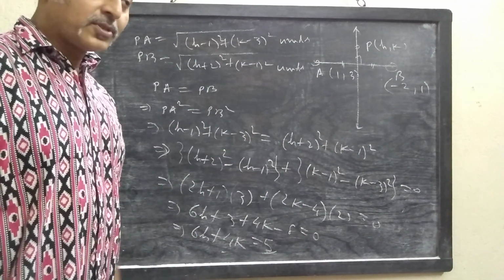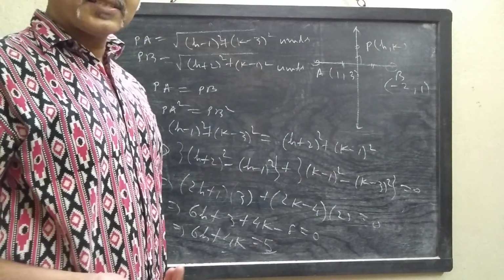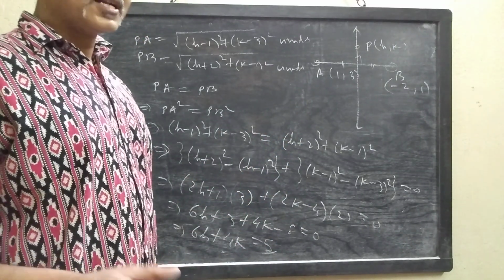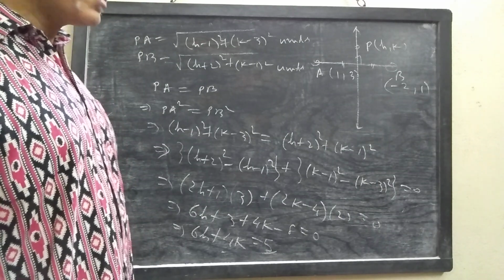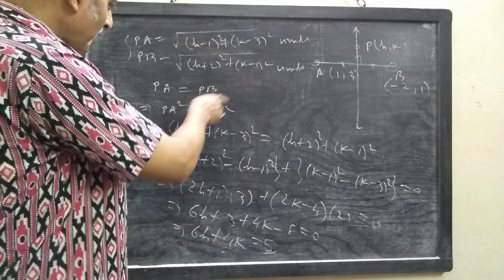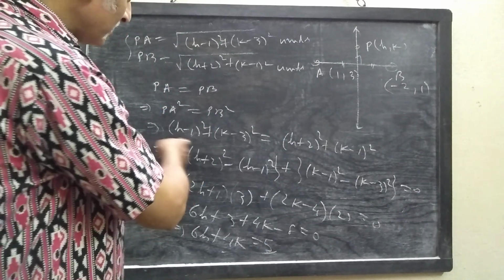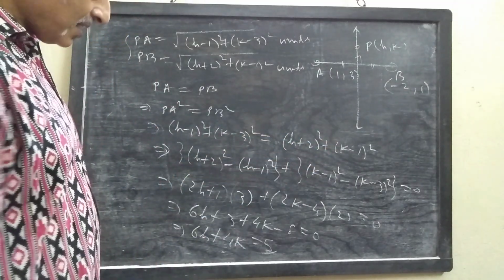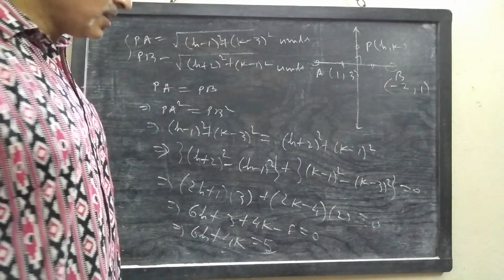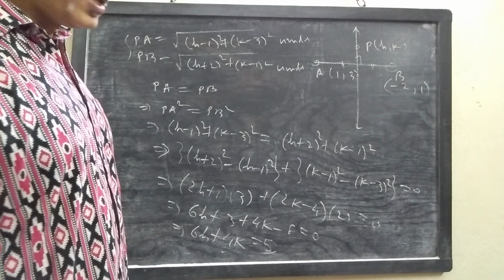And now go through the steps. First, step 1, we have taken P(h, k) as any point on the locus. Next step, we have to write down the conditions or restrictions given in the problem in terms of h and k. We have written this. Next, using that restriction, we have found the relation between h and k. Third step is completed. Now only the fourth step remains. Now we have to substitute h by x and k by y to get the equation to the locus.